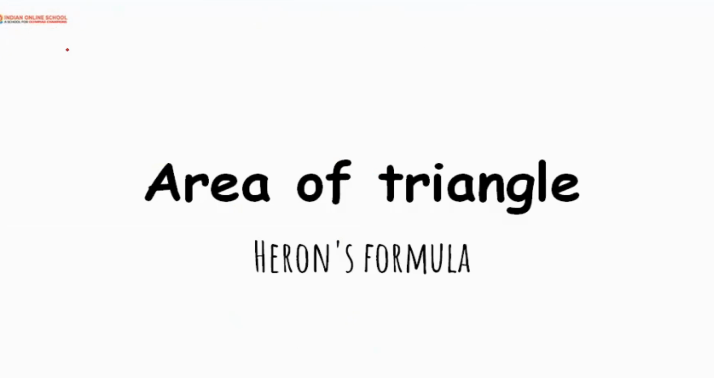So I asked what is the formula to find the area of an equilateral triangle? That is root 3 by 4 a square, and a is what? A we are taking as side. So root 3 by 4 side square. Correct? Now I asked how can we say that the area of an equilateral triangle should be this only? For that particular purpose, we are having one formula which is Heron's formula.